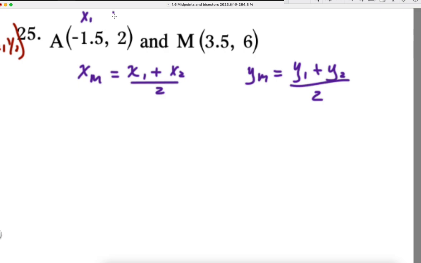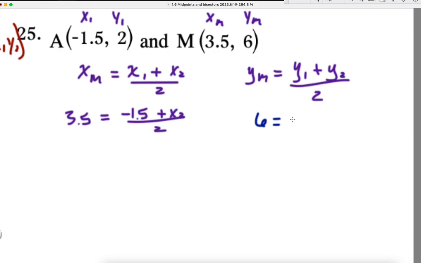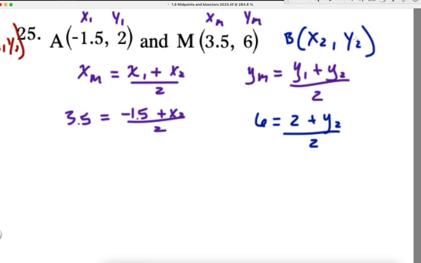So we got x1, y1, and we got x sub m here, and y sub m here. Now let's substitute what we got. 3.5 equals x sub 1, which is negative 1.5, plus x sub 2 divided by 2. Let's get a different color. So 6 equals y sub 1 is 2 plus y2, we don't know, right? Remember, our B value is x2, y2. This is what we're looking for.